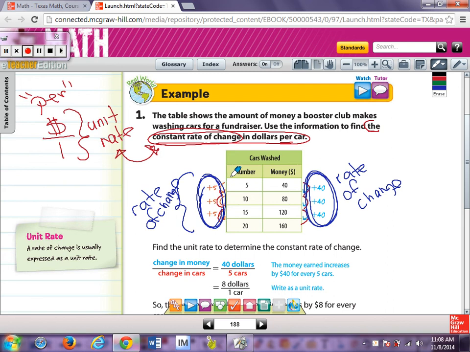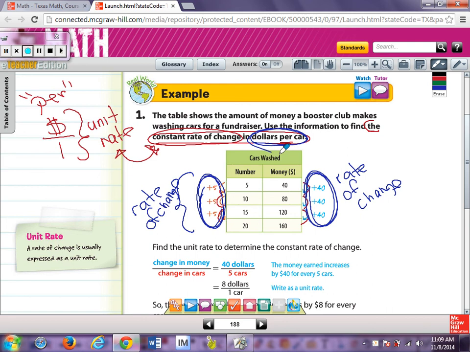The measurements, which is the number of cars, is changing by 5 each and every time. So these are rates of change, but they're not the answer to the question, which is, what is the constant rate of change in dollars per car? So let's not get too confused. We have to know exactly what is being asked.